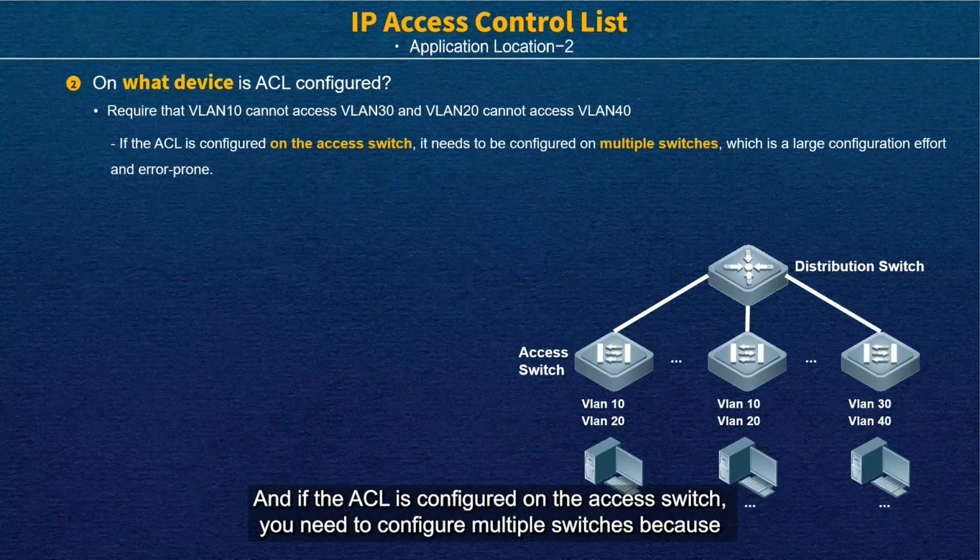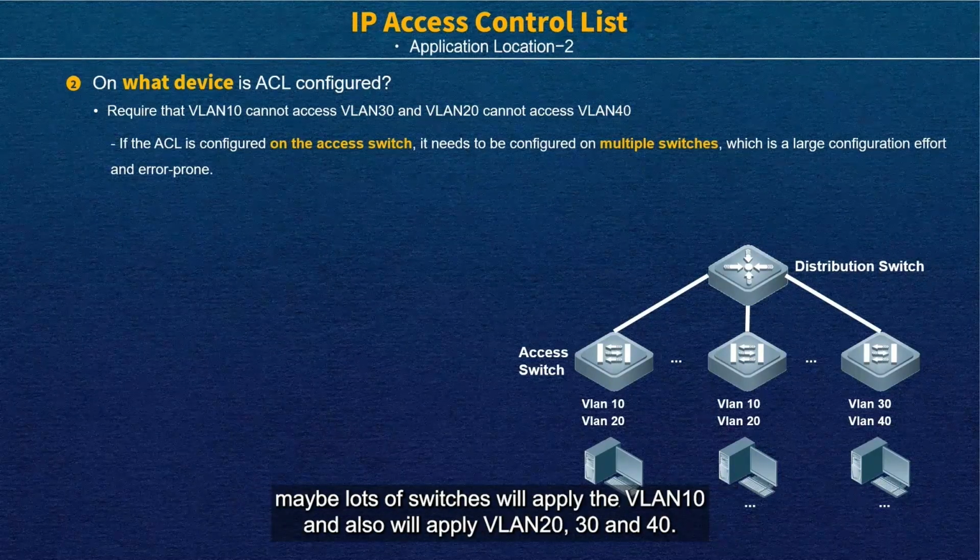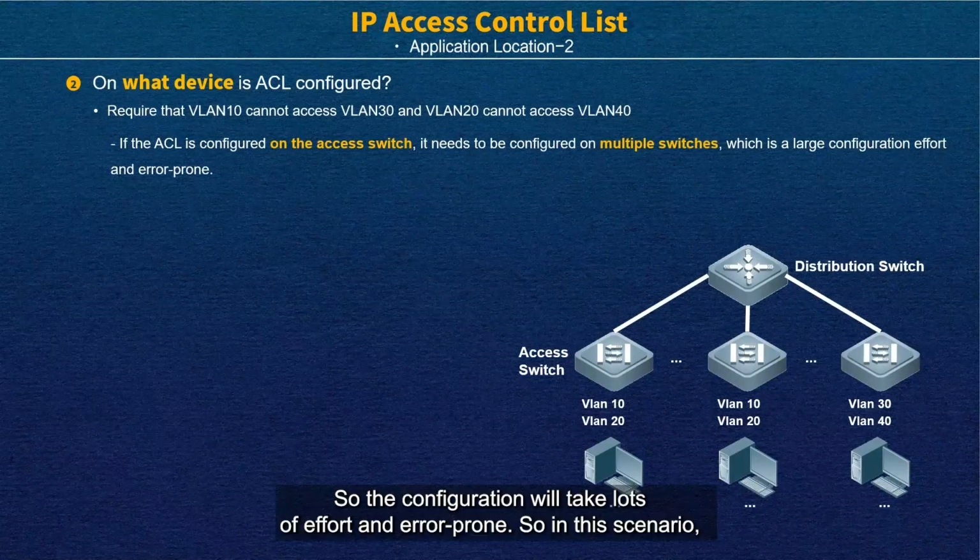And if the ACL is configured on the access switch, you need to configure multiple switches, because maybe lots of switches will use VLAN 10 and also VLAN 20, 30, and 40. So the configuration will take lots of effort and be error prone.